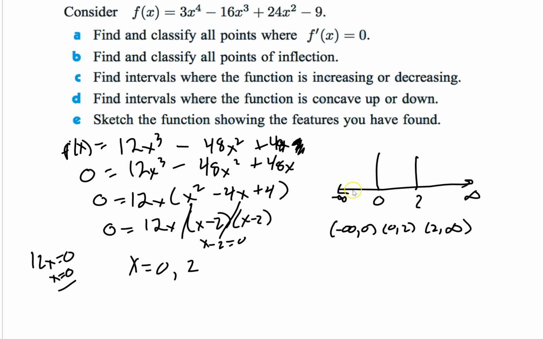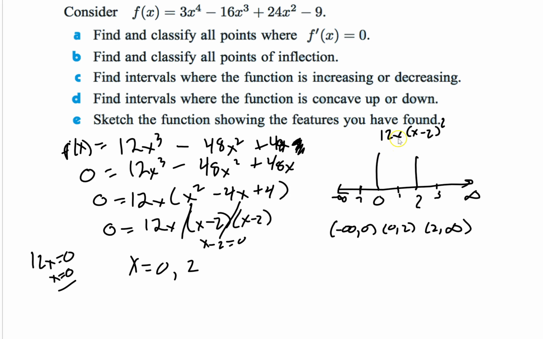Next step, let's pick some test points and plug them into our derivative. So this would be like negative 1, 1, and 3. Plug in and see what you get. Again, you can plug into anything you want. I prefer to plug into x minus 2 squared, because I know this is for sure positive. It's a squared number, so it's automatically going to be positive. So all I have to worry about is this part.